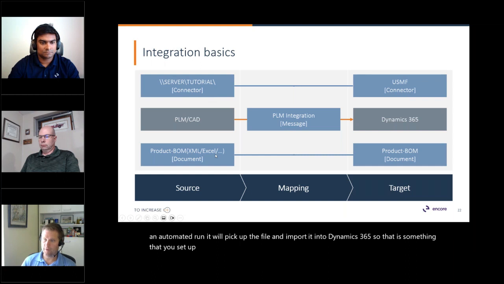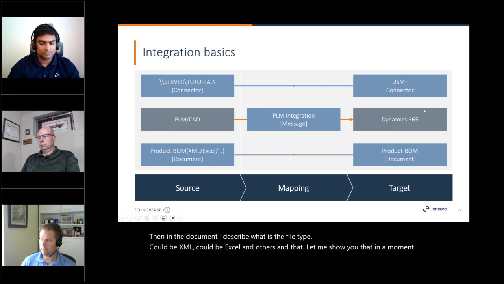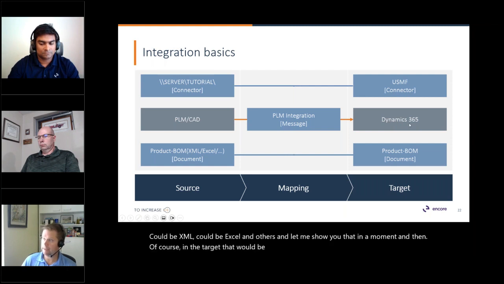Then in the document, I describe what the file type is. It could be XML, could be Excel, and others, and I will show you that in a moment. And then, of course, in the target, that would be Dynamics 365, you can decide what my engineering company is, or which company I will release to. And that's also a connector, and also the structure, how you want to set it up.